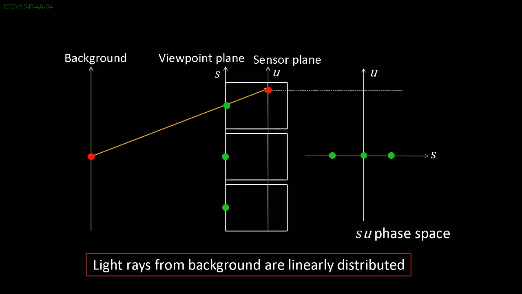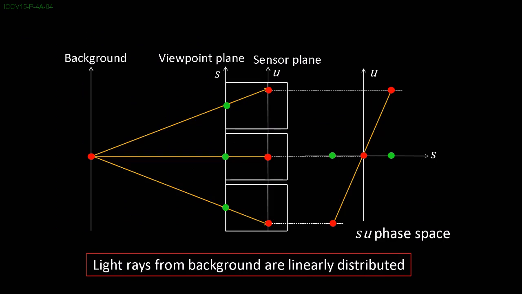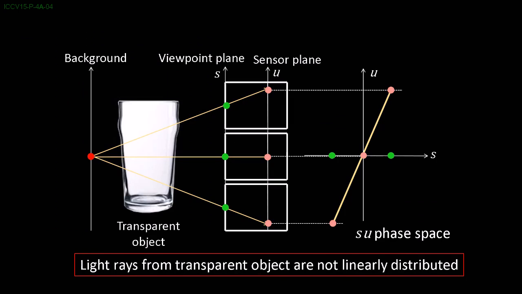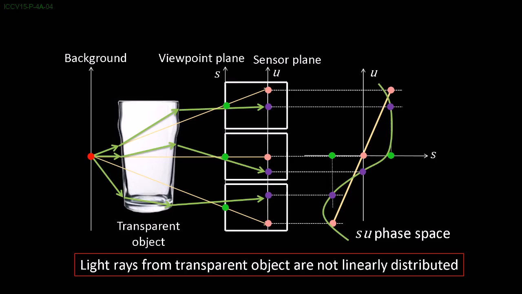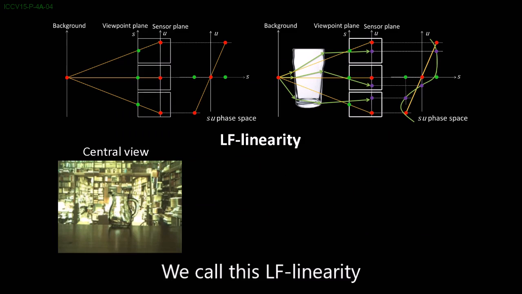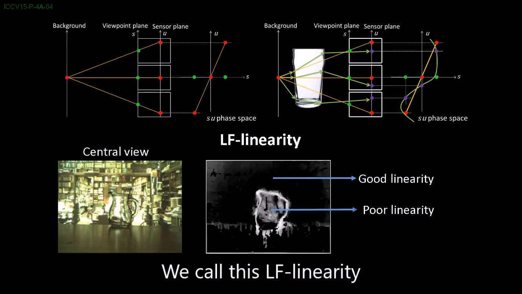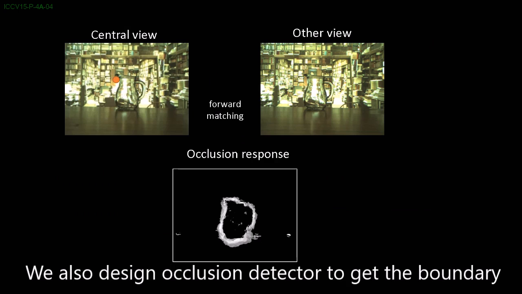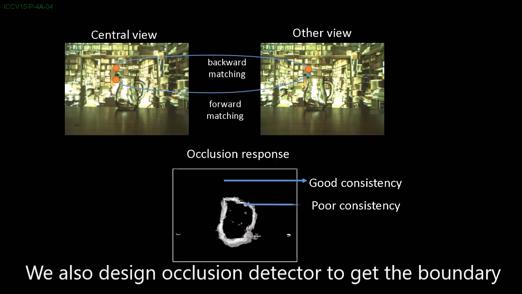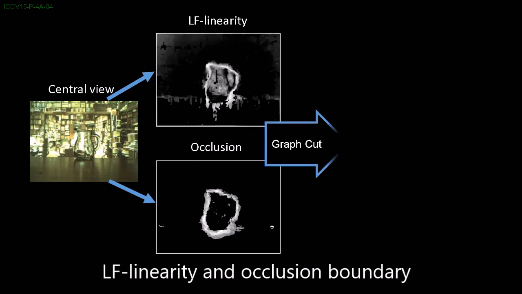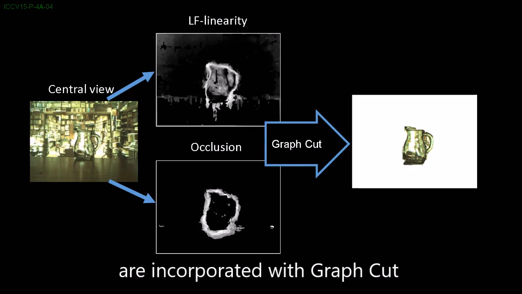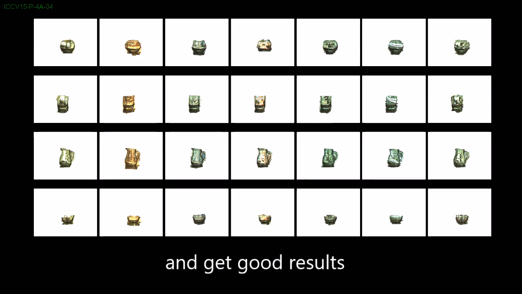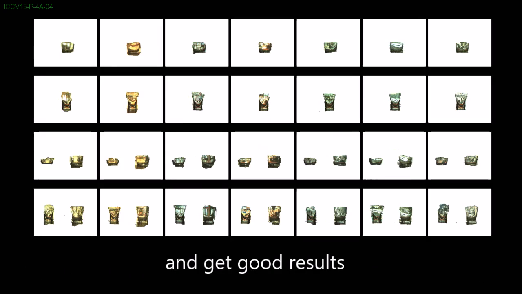Light rays from the background are linearly distributed. However, light rays from transparent objects are not linearly distributed. We call this LF linearity. We also design an occlusion detector to get the boundary. LF linearity and occlusion boundary are incorporated with GraphCut and get good results.